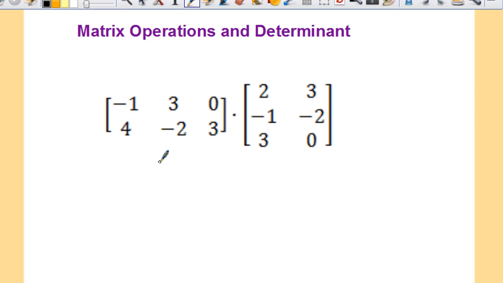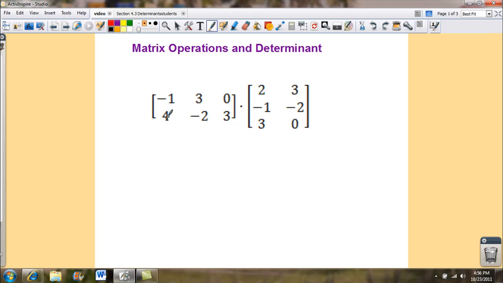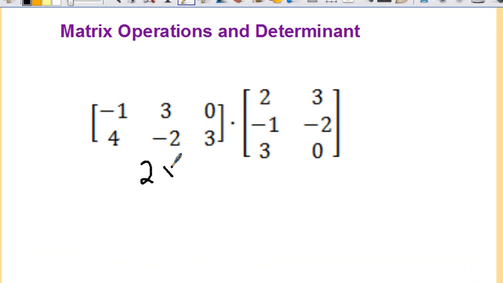The first thing you want to do when you have to multiply two matrices together is to name the dimensions. And to name dimensions of a matrix, you go rows by columns. So in this case, we have 2 rows and 3 columns. The second matrix, we have 3 rows and only 2 columns.